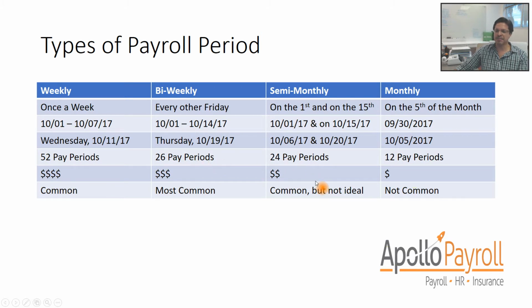It is common, but it's not necessarily ideal. Most employees like being paid bi-weekly rather than semi-monthly just because it affords them the ability to pay less on a pay period basis, because you have the individual salary spread out by 26 pay periods as opposed to the 24 pay periods. Finally, we have the monthly. Monthly is just once a month, and this is very uncommon.